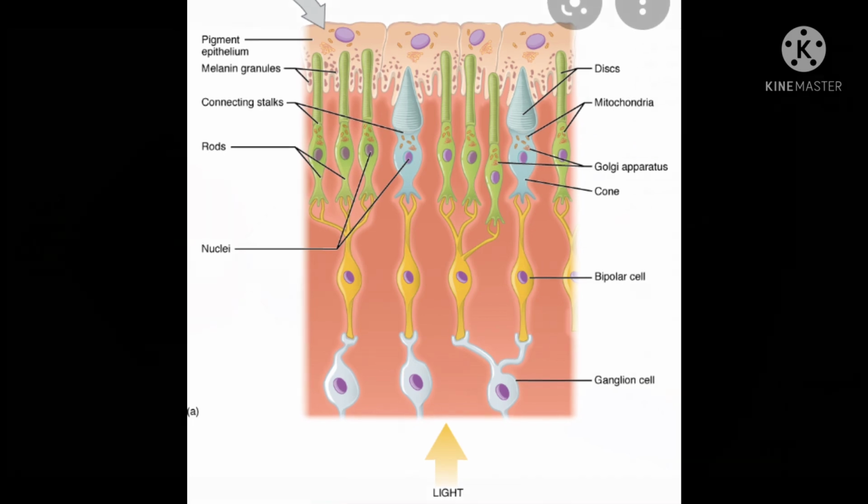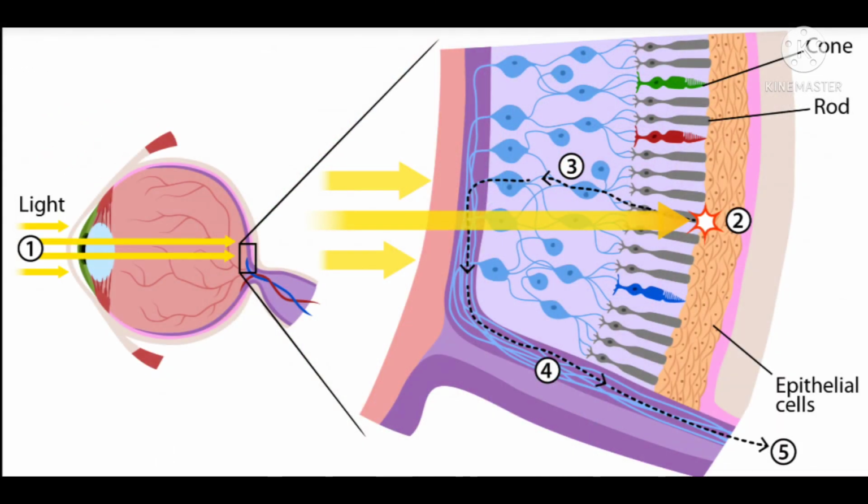The nerve fibers from the base of ganglion cells form the optic nerve, which carries visual impulses from the retina to the brain. So, friends, this is the complete structure of the eyeball. That's all.